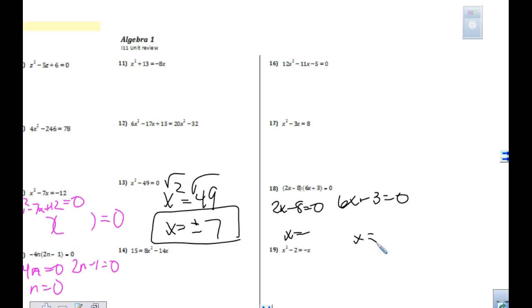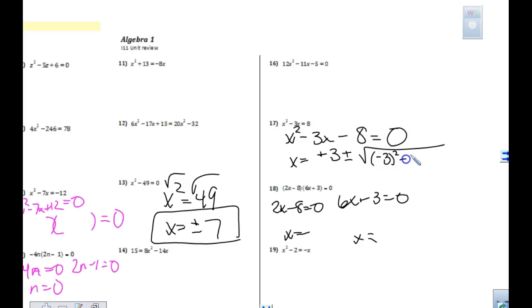Yeah. 17. So I have x squared minus 3x, and I'm going to go with minus 8 because I have to have it equal to 0. So I subtract the 8 from both sides. As I am taking a look at number 17, I can't think of anything that multiplies to negative 8 and gives me negative 3. This is one where I'm definitely using the quadratic formula, x is equal to the negative b. So I'm going to put positive 3 instead of negative 3, because it was a negative 3. Then I'm going to go plus or minus the square root of b squared. So it's going to be negative 3 squared minus 4 times a is 1 and c is negative 8.